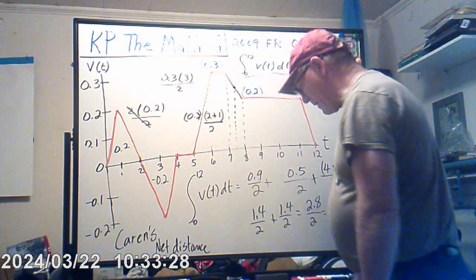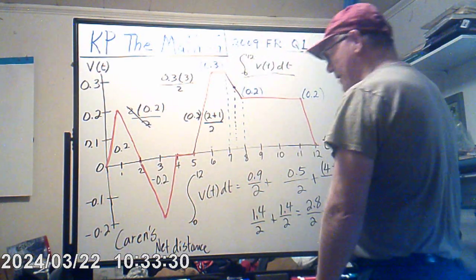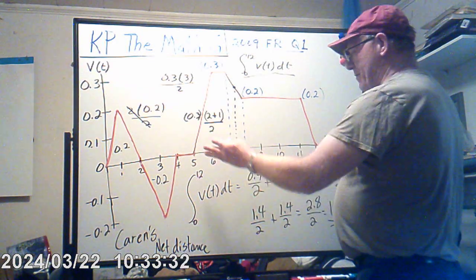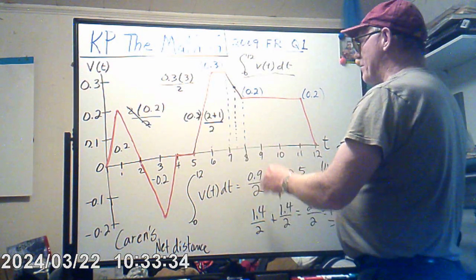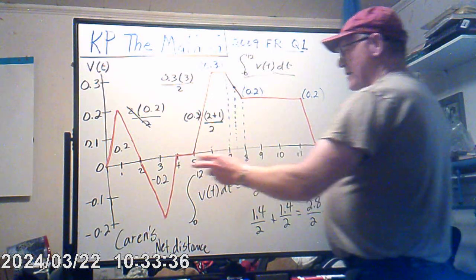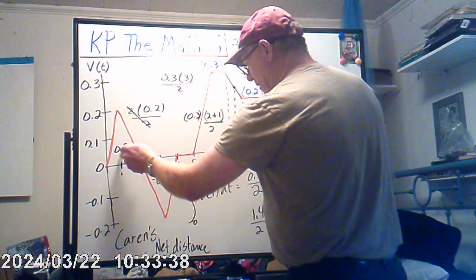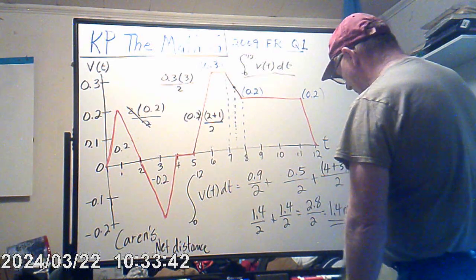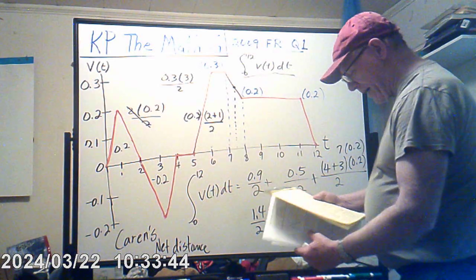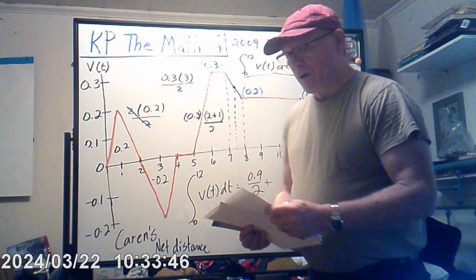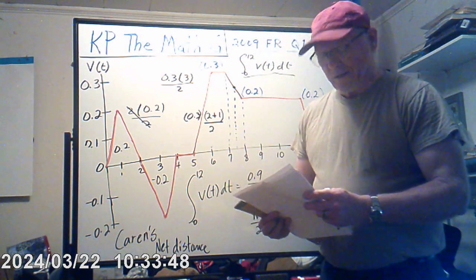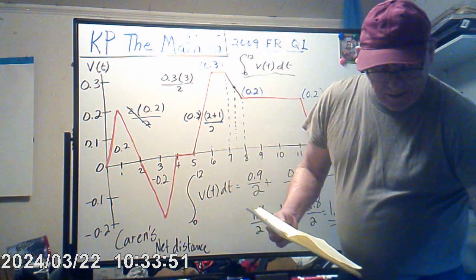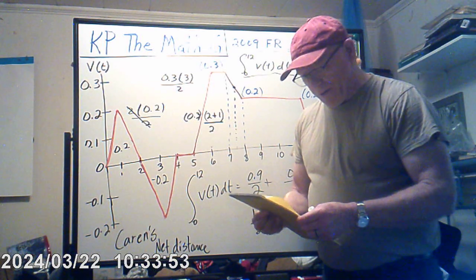Alright, so that's what you can do. If you remembered that the total was 1.8, then all you have to do is subtract off these two right here. Okay, 1.4 miles. So that's Caren's distance from her home to school. That's her net distance. That's important to know how to do.